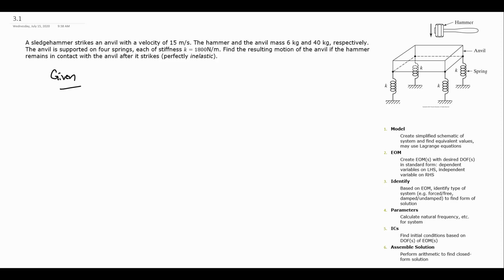So we're given some information here. The sledgehammer strikes the anvil. Right before the hammer hits the anvil, it is going to have a velocity of 15 meters per second. The mass of the hammer is 6 kilograms, and the mass of the anvil is 40. It's sitting on 4 springs, and each of them has a spring constant of 1800 newtons per meter.